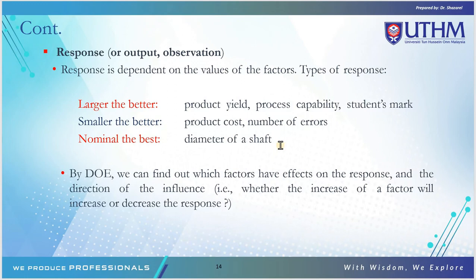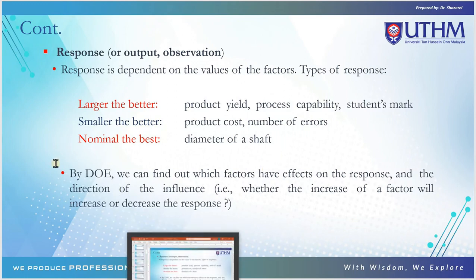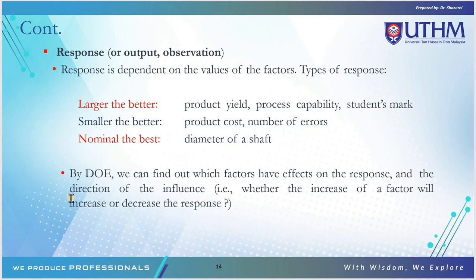That means we want to optimize the diameter of the shaft. So by DOE, or the conclusion from the design of experiment, we can find out which factors have an effect on the response, which factors give a significant effect on the response, where the response is the output of the experiment. And then we can know the direction of the influence, whether increasing the factors will increase the output or decrease it. So we can know by using the DOE.